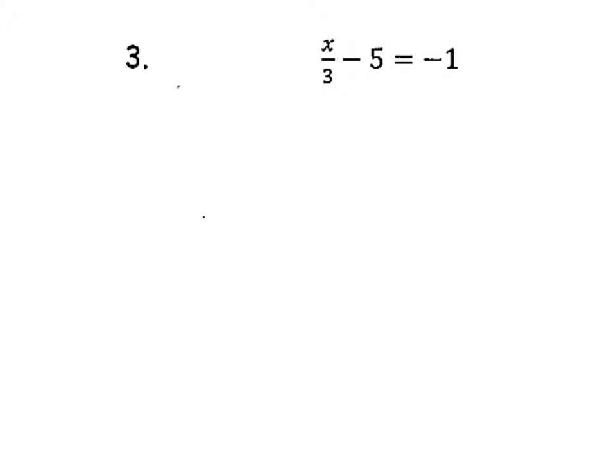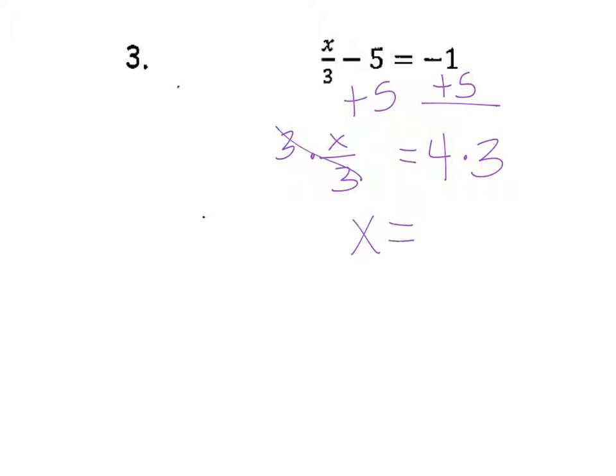Number 3. All right, it's very similar to the last one, so I'm going to have you guys do it. All right, working at your tables. What's the first step you did? X divided by 3 equals 4. And then what's the second step you did? Multiply by 3 to both sides. Multiply by 3 to cancel out that denominator. X equals 12. You got 12?